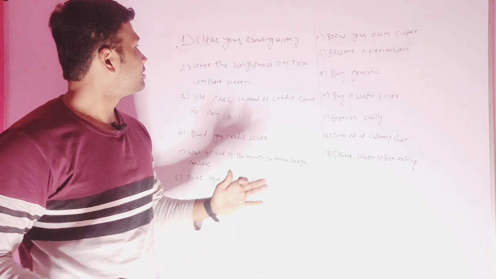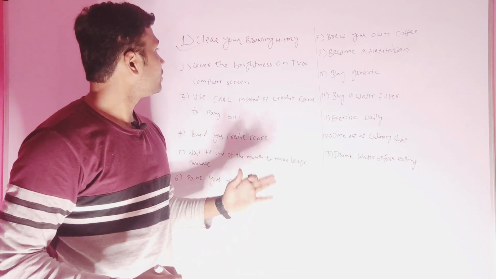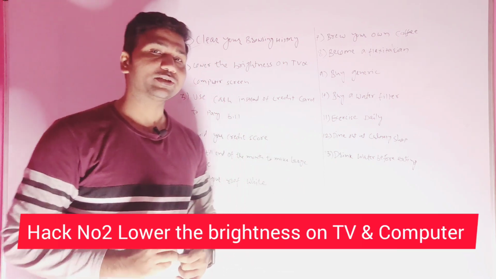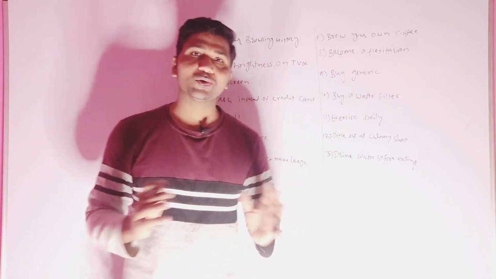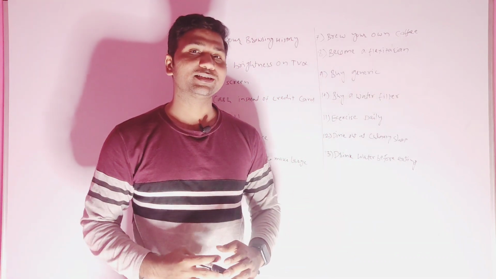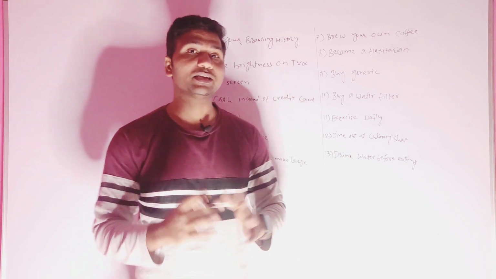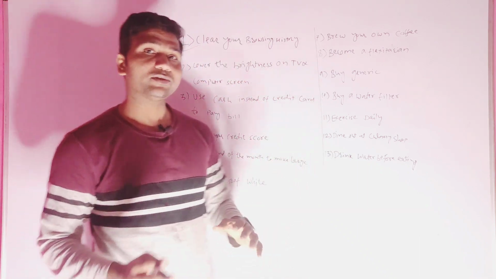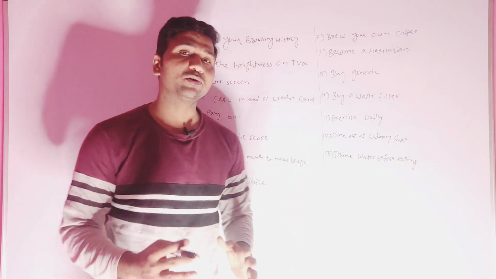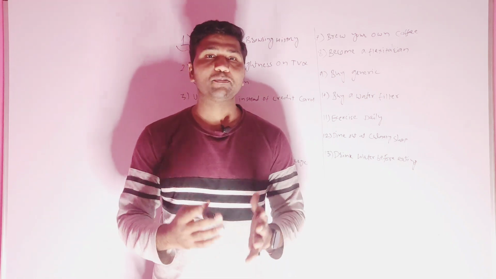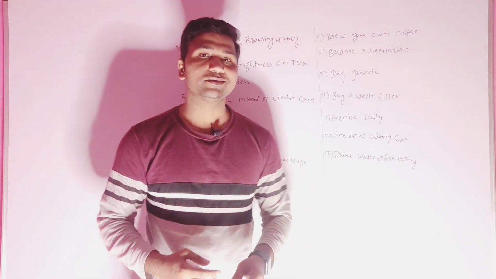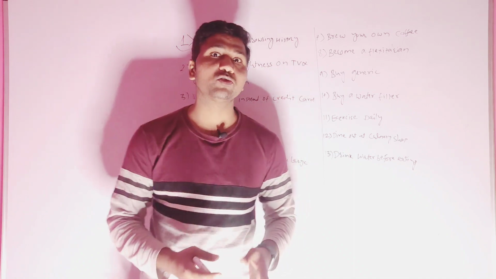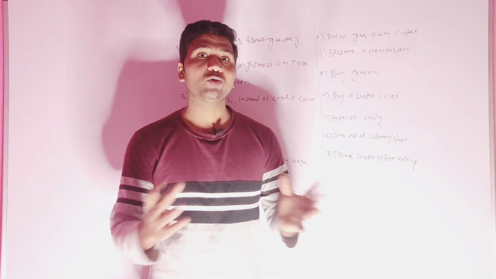The second one is lower the brightness on the TV and computer screen. Lowering the brightness of the TV and computer screen brings a significant benefit: you can save on your light bill. If you have higher brightness on your computer, TV or laptop, it will consume more energy and more electricity, so you will get bigger bills.